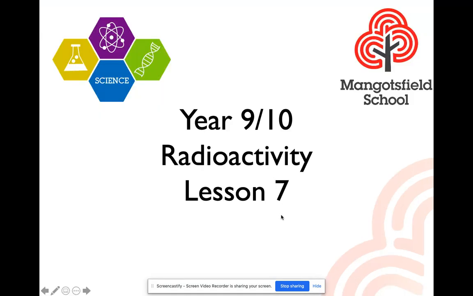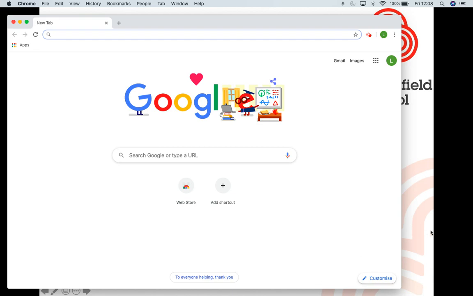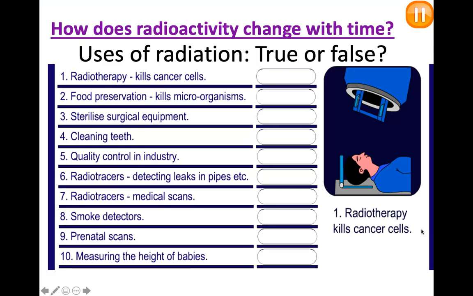This is Lesson 7 of the radioactivity topic. Today's driving question: how does radioactivity change with time? Your first task is to look at these different uses of radiation and decide whether each one is true or false. Pause the video to have a go.